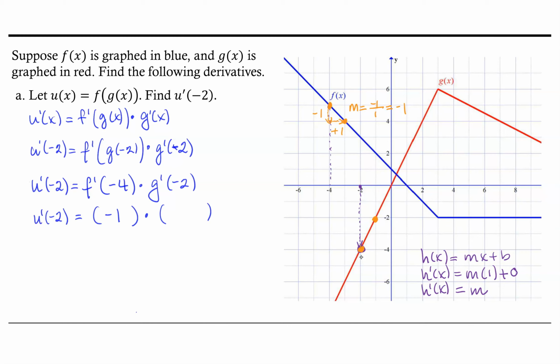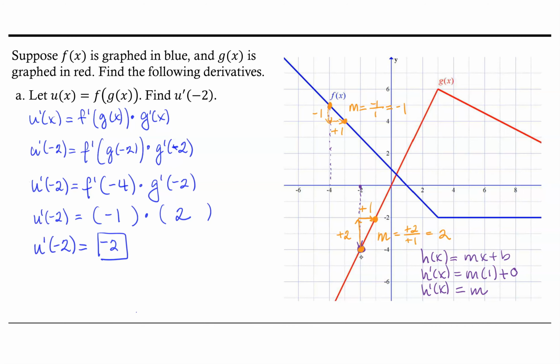And so the vertical change here between those 2 points is up 2, so +2. And our horizontal change is to the right 1, so +1. So the slope here is +2 over +1, or more simply 2. So g prime at -2 is equal to 2. So u prime at -2 is the product of -1 and 2. So more simply, it's equal to -2.